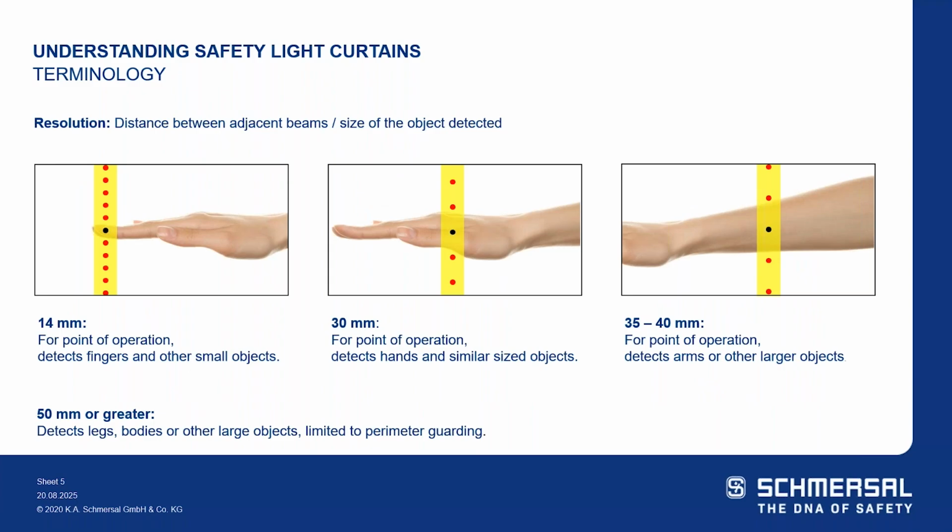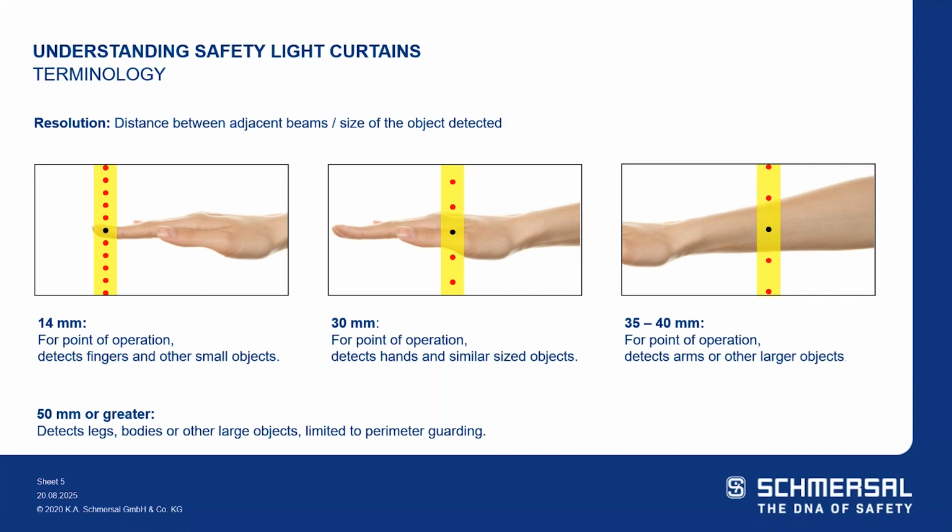The resolution is the distance between adjacent beams and the size of the object detected. So when you speak of 14mm resolution, typically for point of operation, you're detecting fingers and other small objects. The 30mm resolution for point of operation is for detecting hands and similar sized objects.